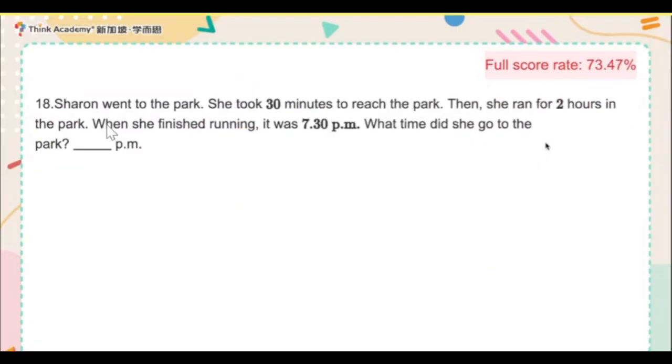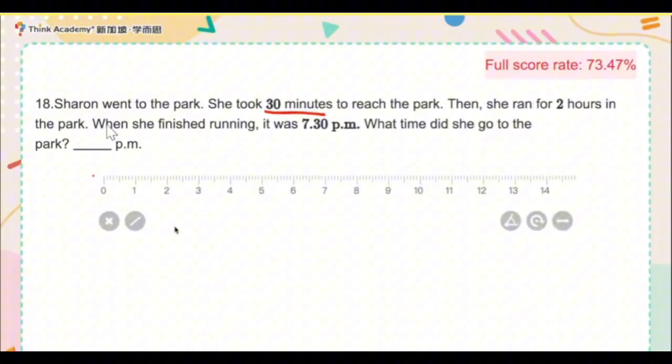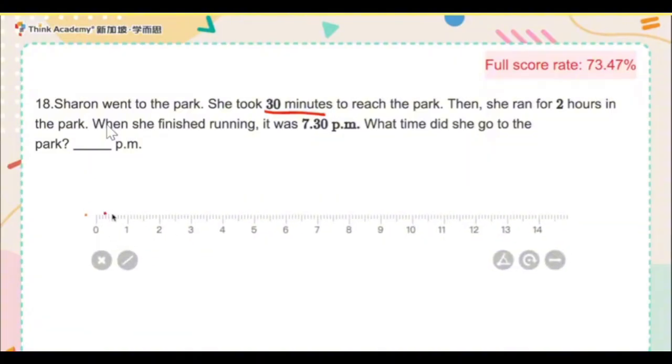Here, question 18. Let's turn to the page. Question 18. Have you got this? Yeah, let's see. Sharon went to the park. She took 30 minutes to reach the park. And then blah, blah, blah. A lot of items have happened, right? So this time we can draw a timeline. Okay, let me use the ruler, draw a timeline.